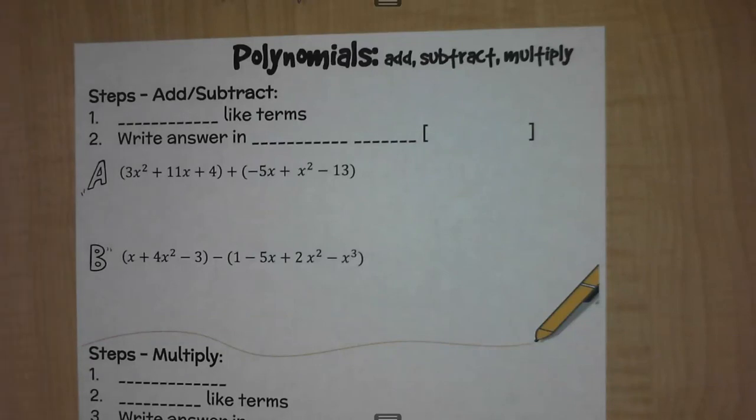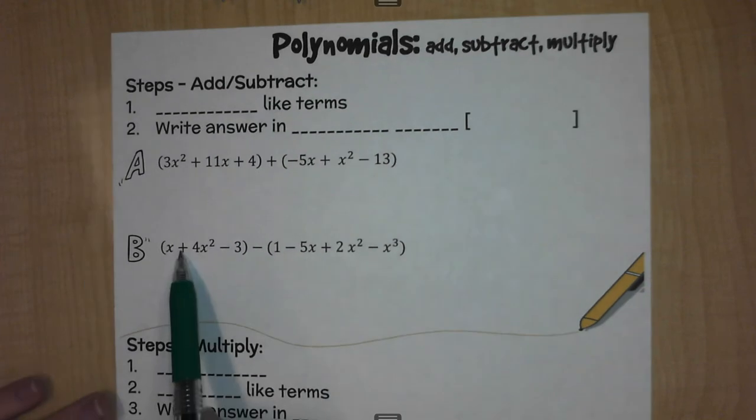Adding, subtracting, and multiplying our polynomials. On your other page in notes that I don't have printed out, the front page, it says what is a polynomial. It gives you the definition of a polynomial. A polynomial is just an algebraic expression with two or more terms.